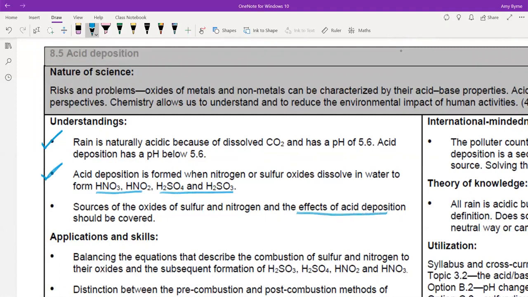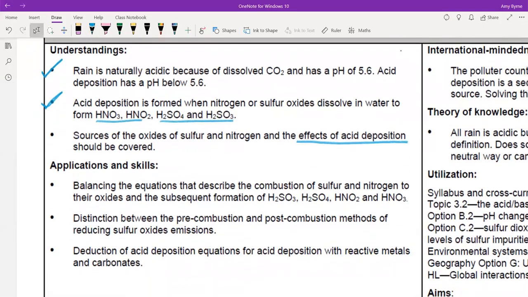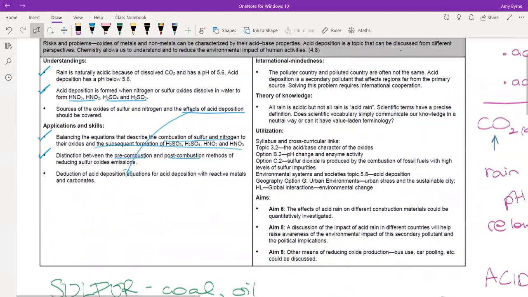We need to talk about the effects of acid deposition, but we've discussed the sources of sulfur and oxygen oxides. We have looked at combustion of sulfur and nitrogen, and we've looked at those equations there. We've distinguished between pre-combustion and post-combustion. And for the effects of acid deposition, we're going to look at how it reacts.